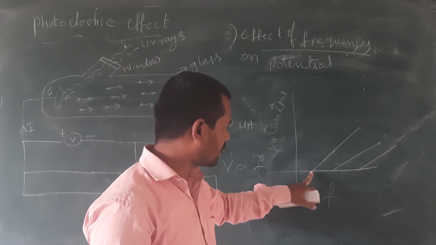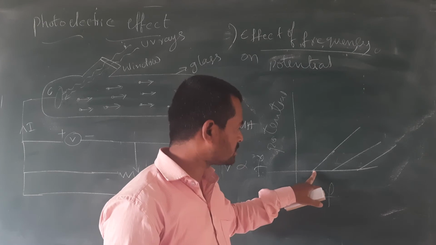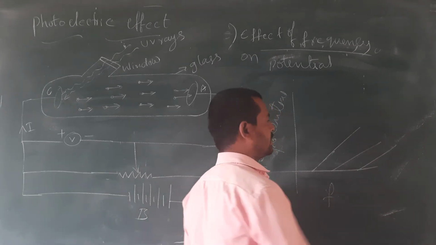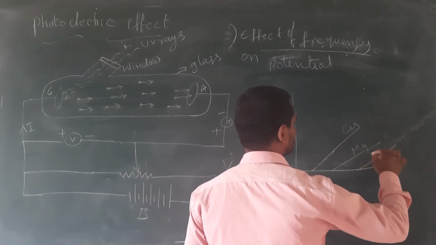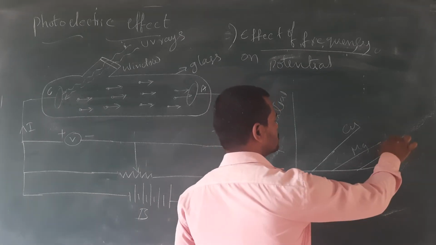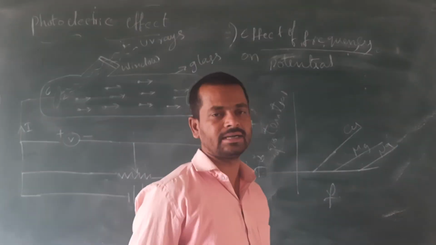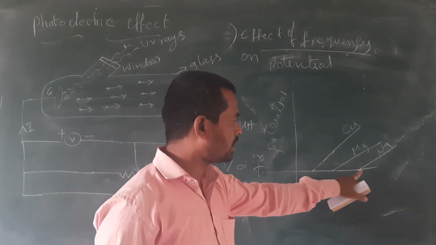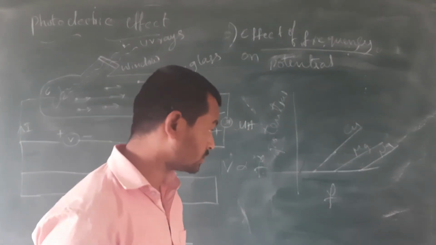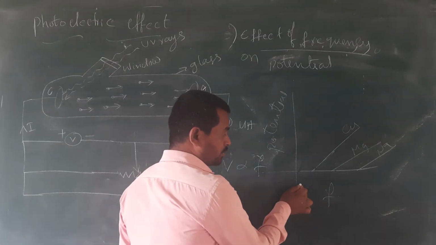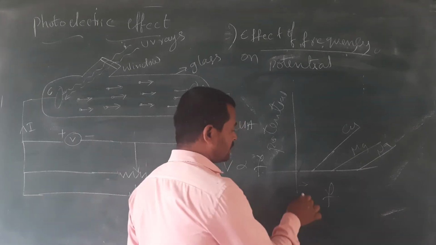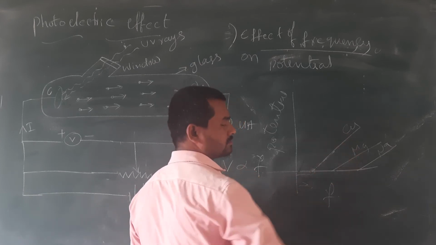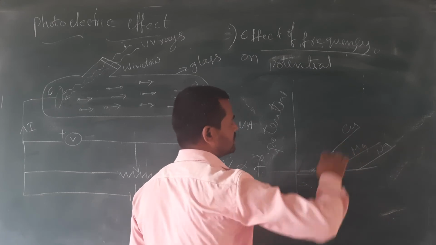As we move in this direction, the potential is gradually increasing, and it is for one metal. For example, let it be copper, magnesium, sodium. Different metals can have different lines, and these lines do not pass through the origin. So if you increase the frequency, at a particular frequency, current is stopped, or the corresponding potential is increasing.